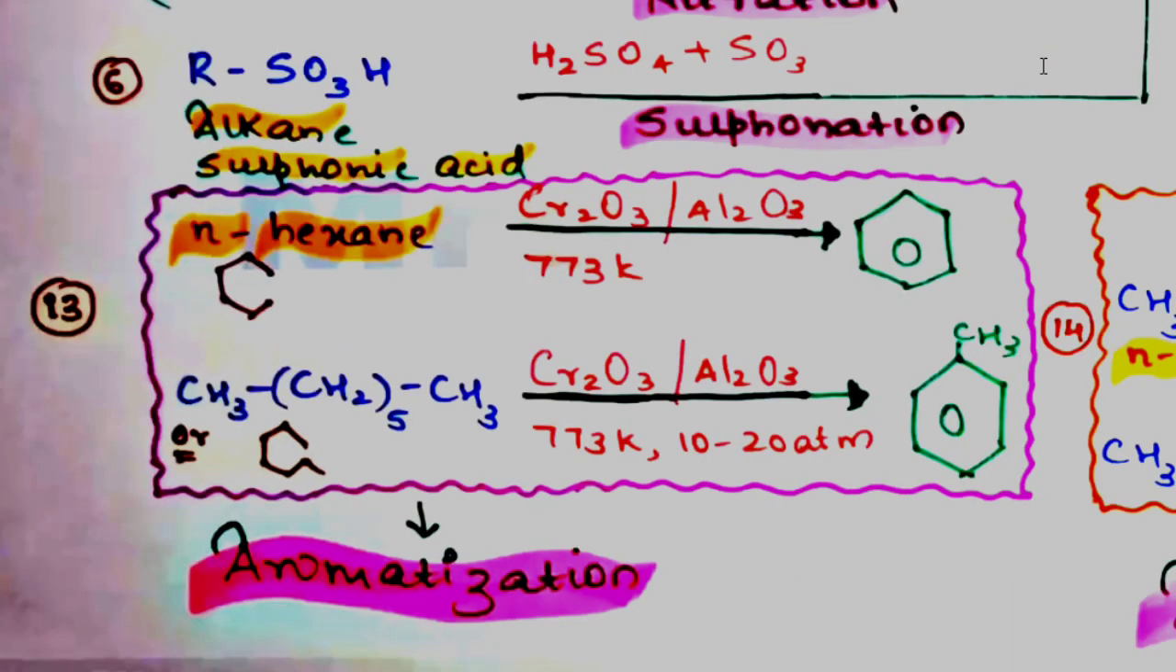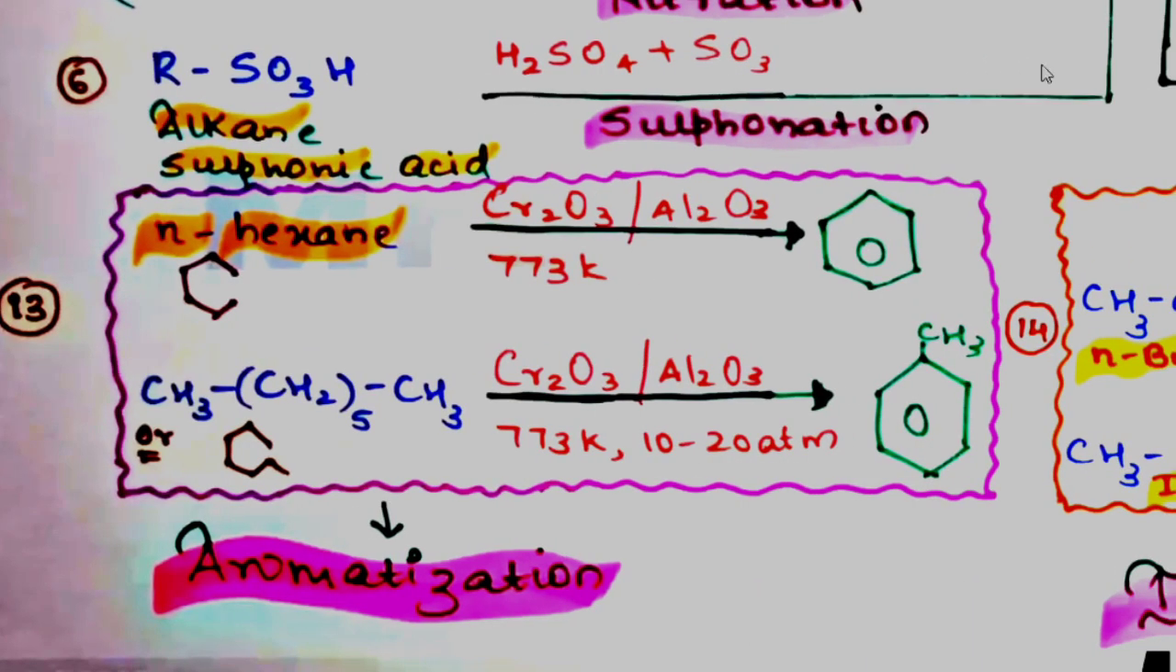Coming to a few more reactions, that is aromatization. Aromatization is nothing but preparation of an aromatic compound from an alkane. It is applicable to alkanes from hexane to decane. From n-hexane, we can prepare benzene, and from heptane, I can prepare toluene.